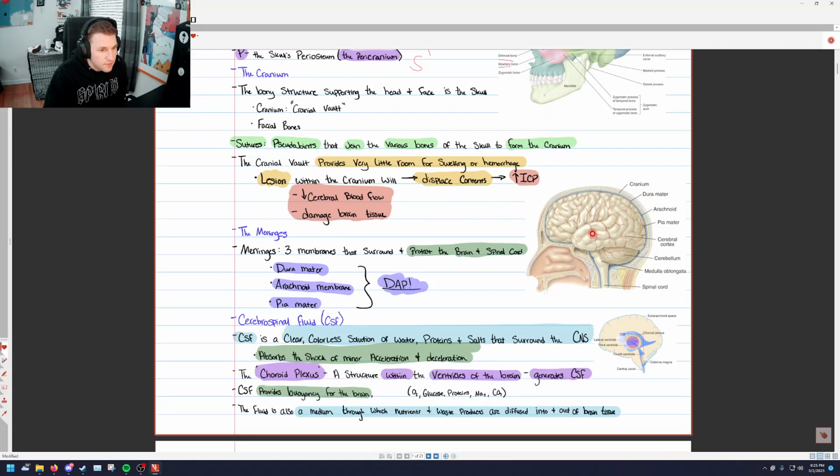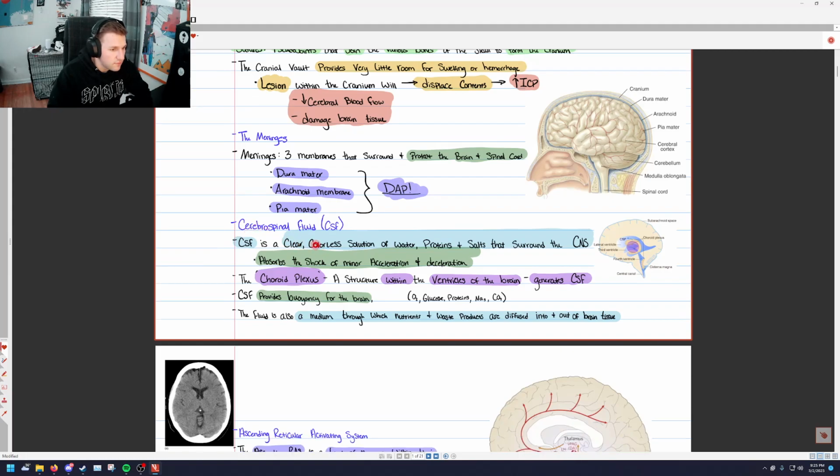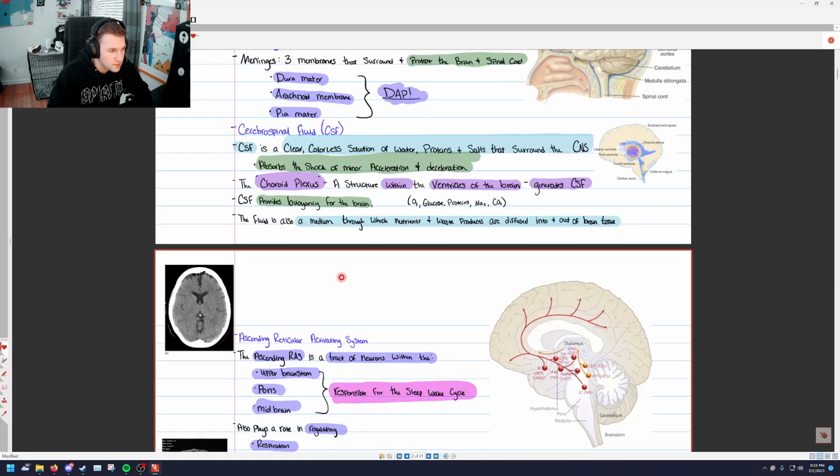For our meninges, we have DAP, so we have our dura mater, arachnoid, and pia mater. This is going to be the layering, so the meninges are going to help protect the spinal cord and the brain as well. Cerebrospinal fluid is going to be a colorless solution of water, proteins, and salt that surrounds the central nervous system, and it's going to be absorbing shock of acceleration, deceleration. CSF is pretty important.